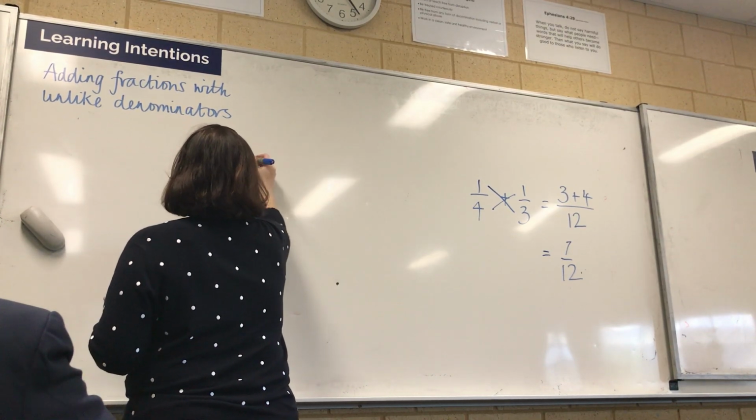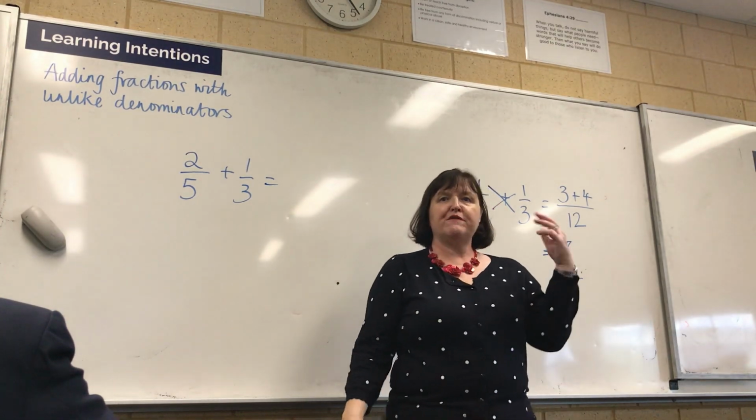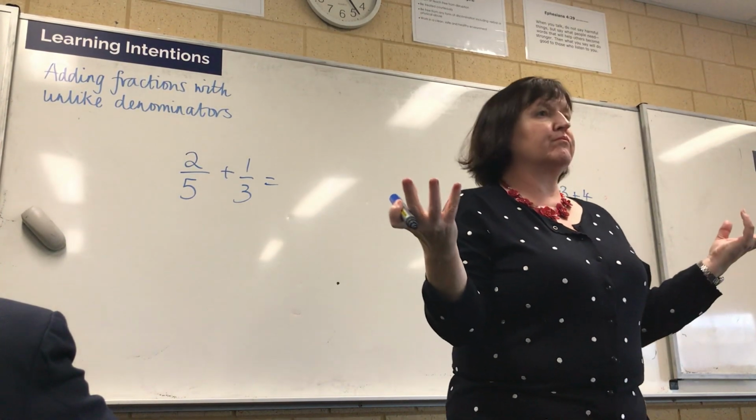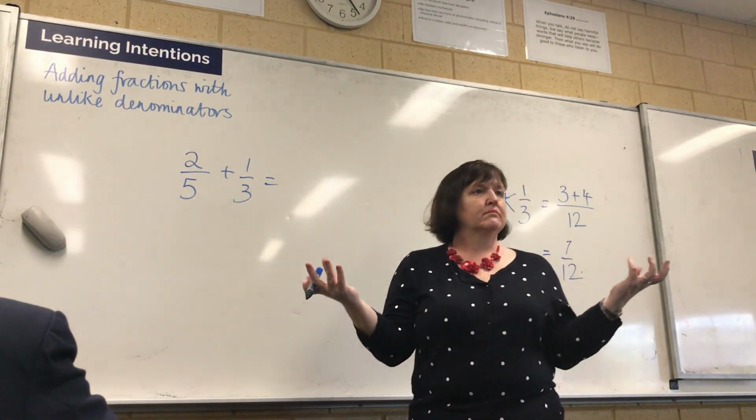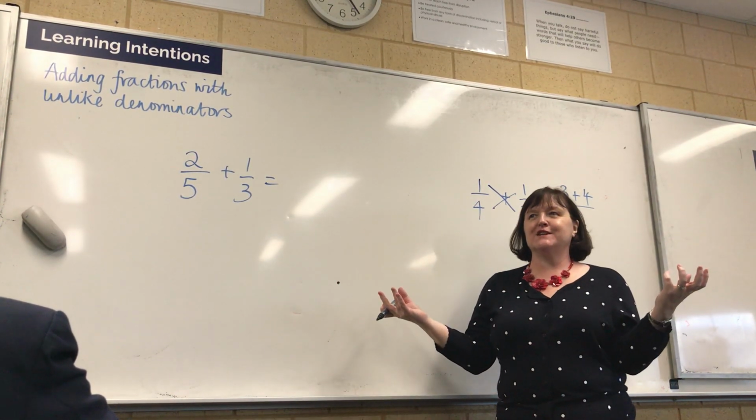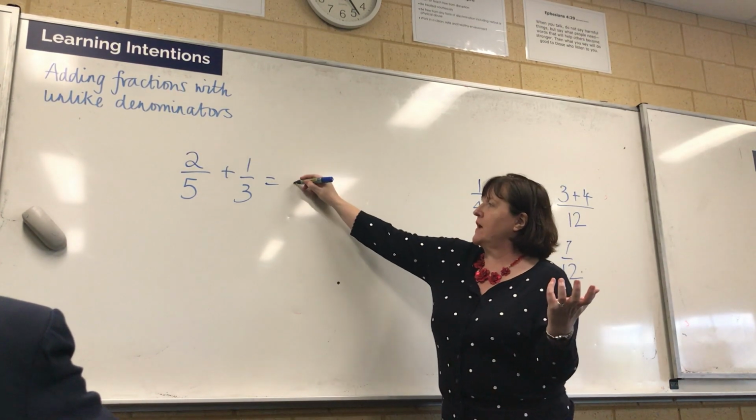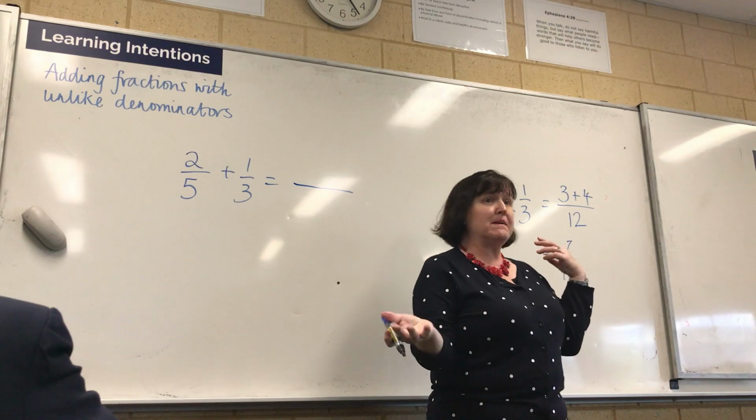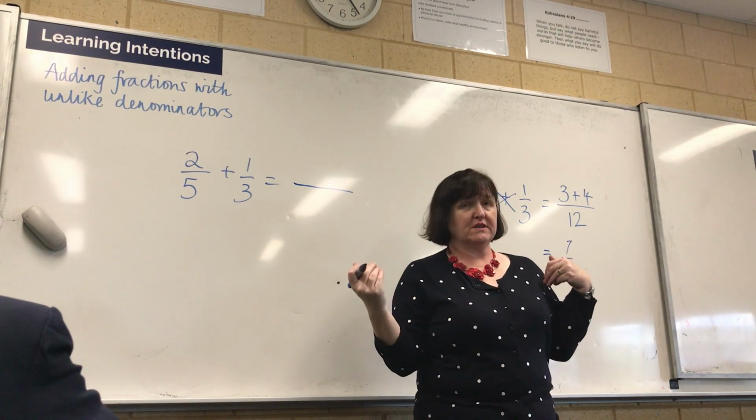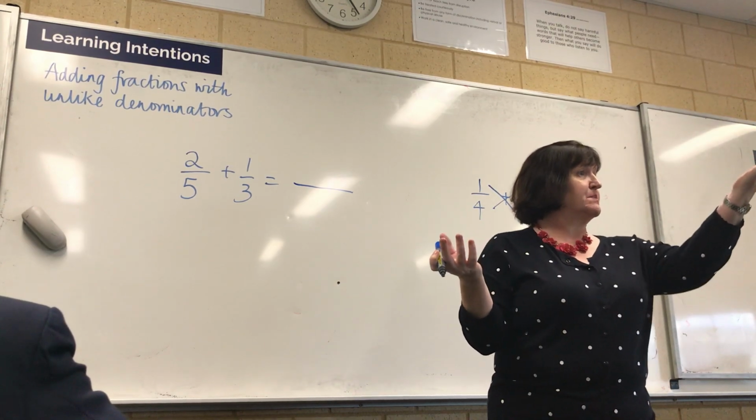Okay, let's try this one. 2 fifths, add a third. Fifths and thirds, are they the same? No, they're not, are they? So what do we need to do? I was just waiting for someone else to answer, because you answer all the questions, don't you? Okay, so fifths and thirds, same or different? Different. We need a new denominator. What is our new denominator going to be?